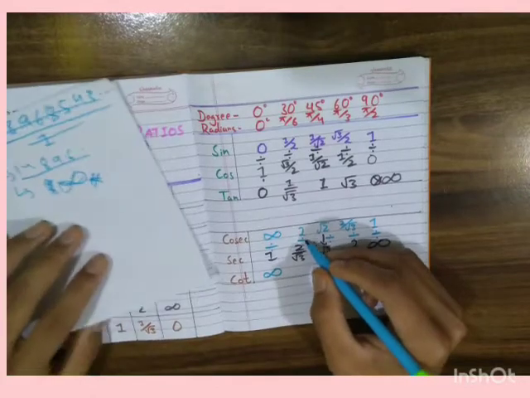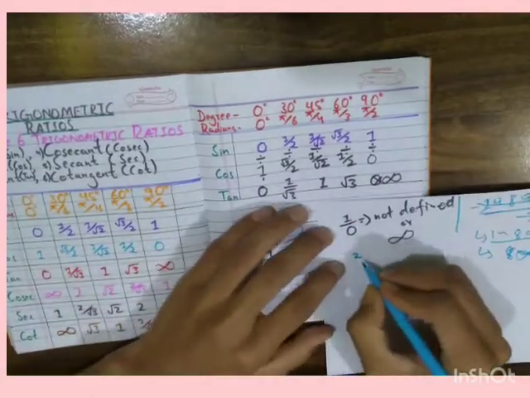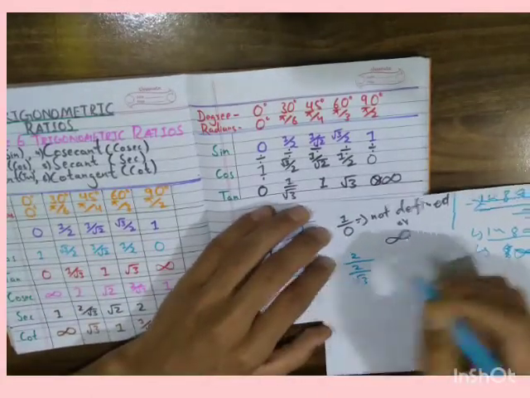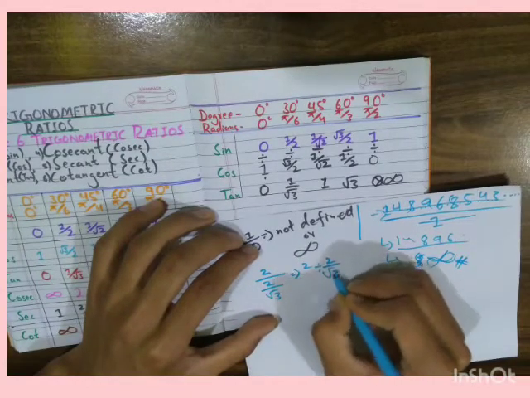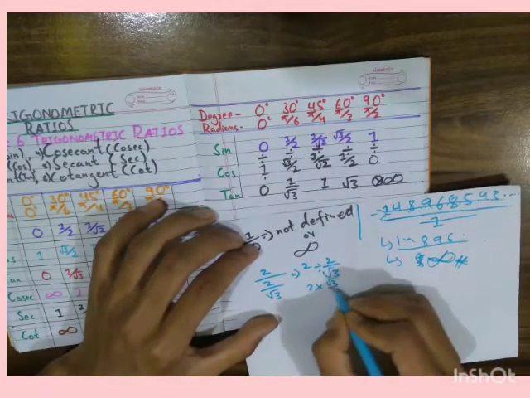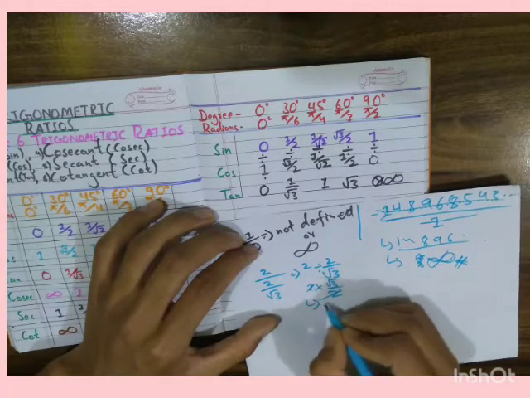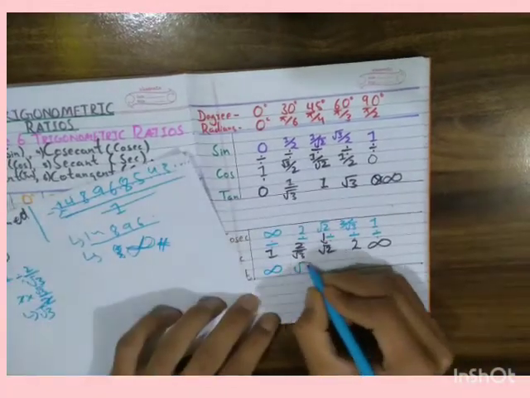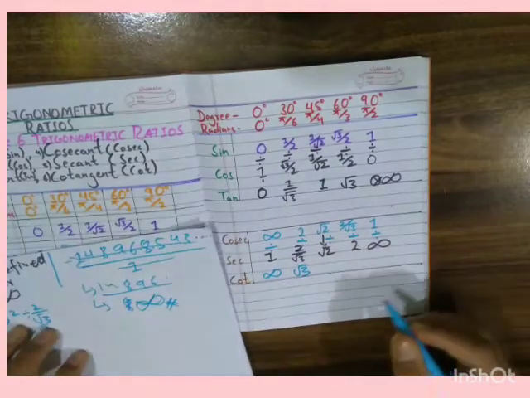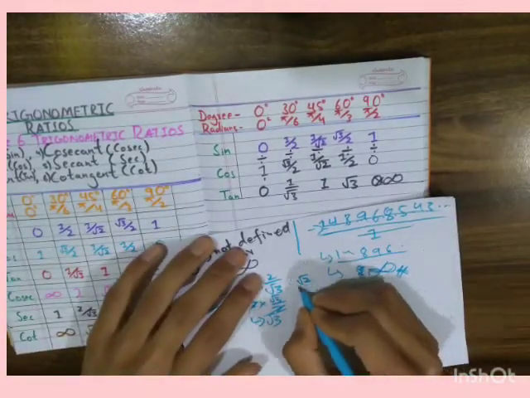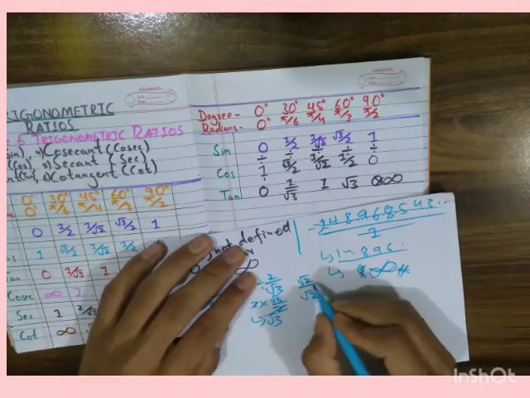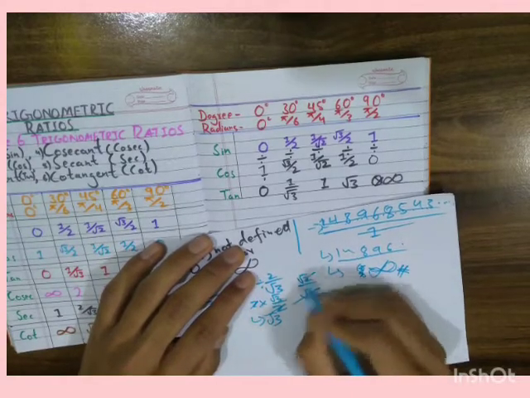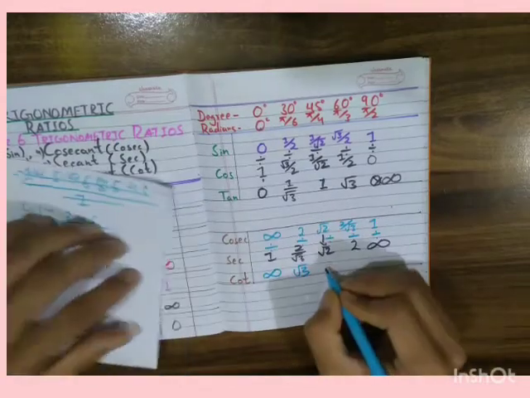So 2 divided by 2 by root 3, that is 2 into root 3 divided by 2. 2 gets cancelled, and the answer is root 3. You can write here root 3. Similarly here, root 2 divided by root 2, and you don't have to do this step again and again. As you can see here, the values are same. You can just cancel, and the answer is 1.